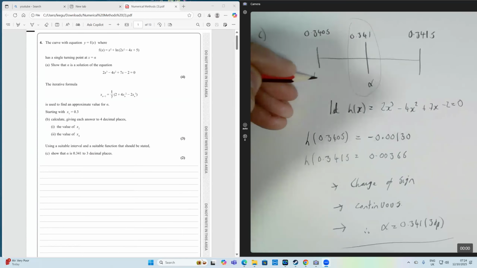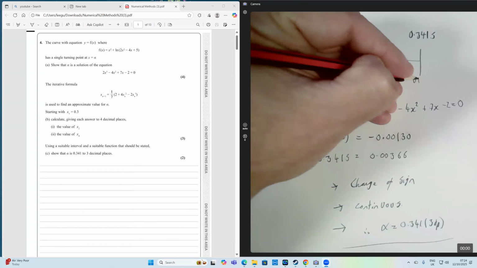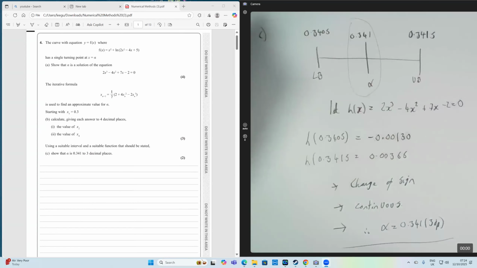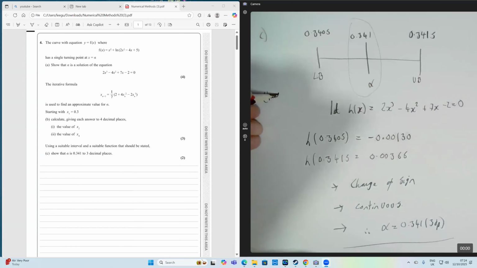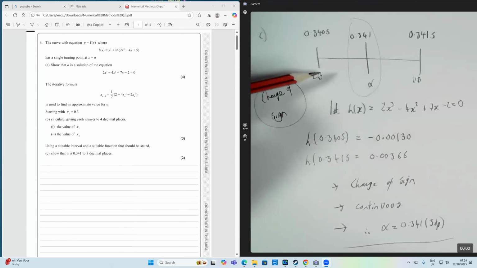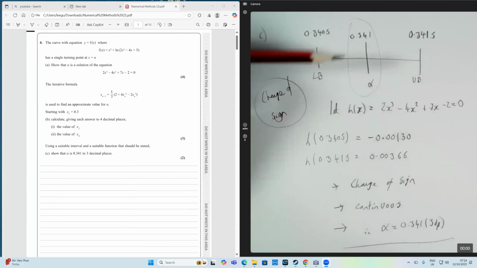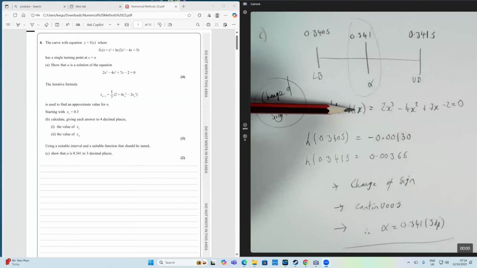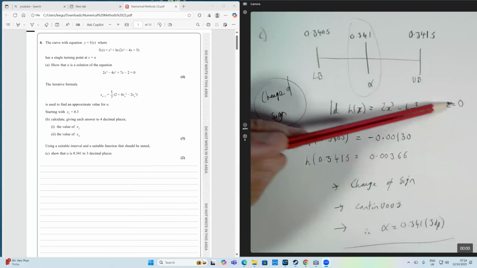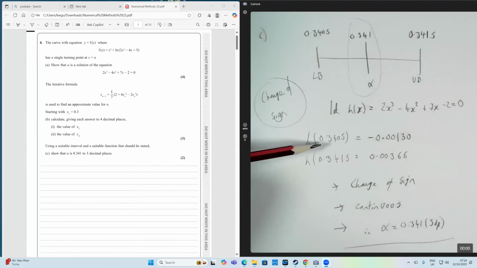We basically look for the lower bound and the upper bound. And we're going to demonstrate that there is a change of sign. Okay, so we're looking for a change of sign in between the upper bound and lower bound. Okay, so let's calculate. Now the lower bound of 0.341 is 0.3405 and the upper bound is 0.3415. So I've decided to call the function h of x, the 2x cubed minus 4x squared add 7x minus 2, and I've evaluated that function at the lower bound and the upper bound.